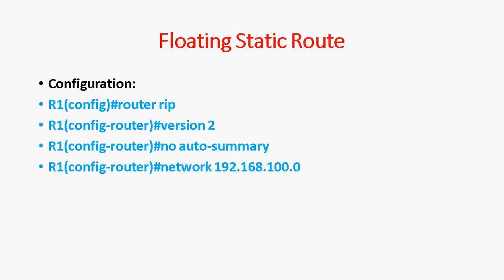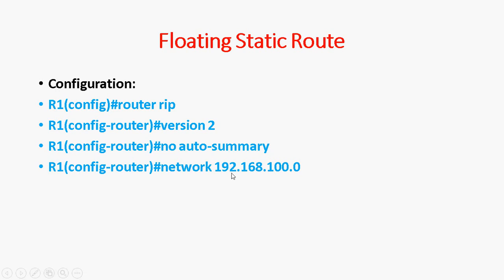Default class A means the default subnet mask is 255.0.0.0, class B means 255.255.0.0, so we cannot use a class A IP address as class C. Likewise we cannot use this in version 1, so we always prefer RIP version 2, which supports both classful and classless. Then no auto-summary, so we do not need to summarize the address. That's why we give no auto-summary.